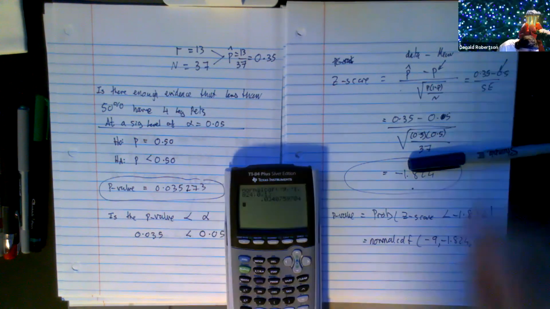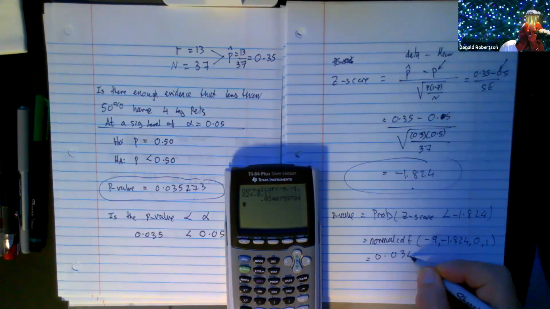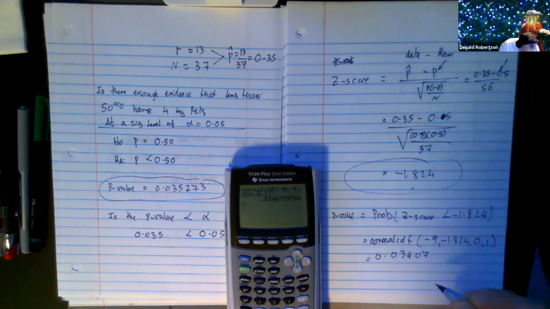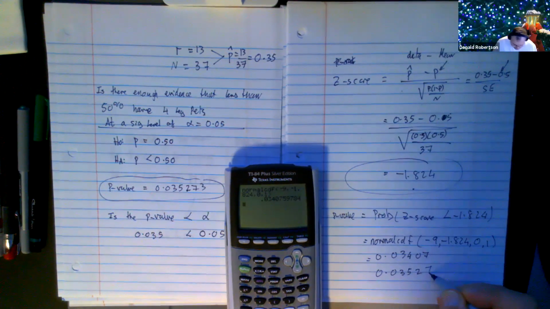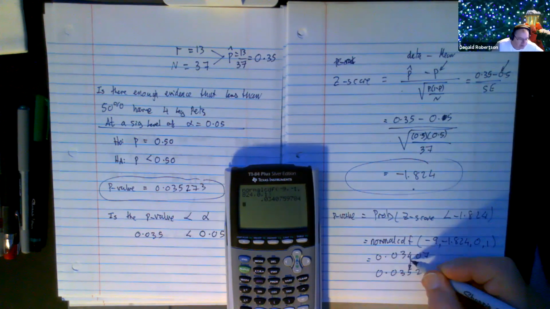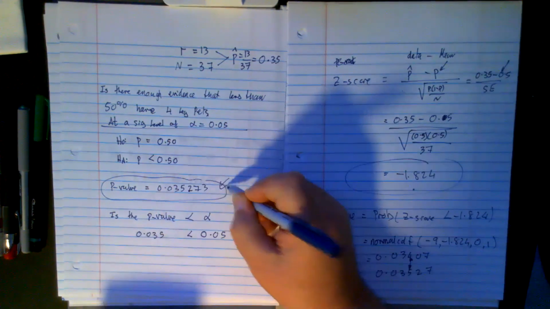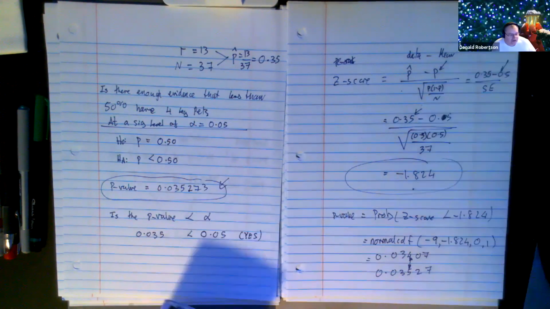And I got the answer 0.03407, and 0.03527 was what SALT gave us. Can you see that there's a little bit of difference? But in the big scheme of things, 0.34 and 0.35 is probably not going to make a big difference, is it really? And as I said before, if I'd used that number in here, I would have got exactly the same answer.